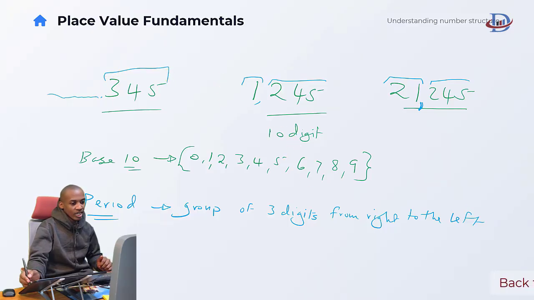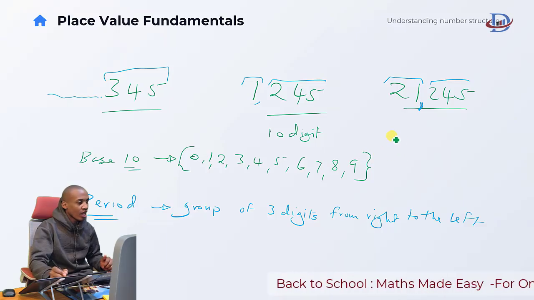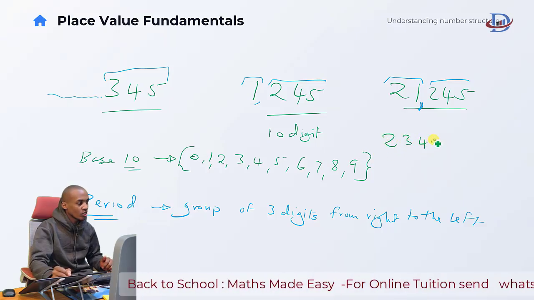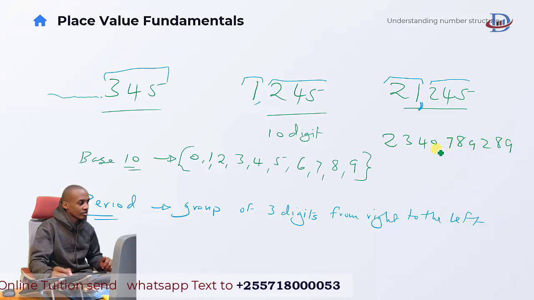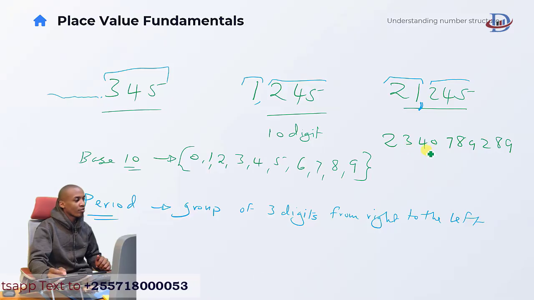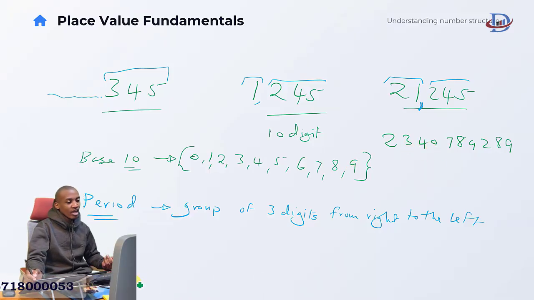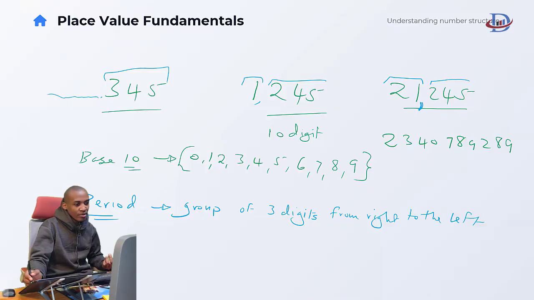So under that circumstance, if we add again maybe a bigger number, let's check now the bigger number. For example, I have 2, 3, 4, 0, 7, 8, 9, 2, 8, 9. If you check this number properly, this number is quite big, but we can read that number based on the period system. So you can check out from this number here. Let's go together. How many periods are there?